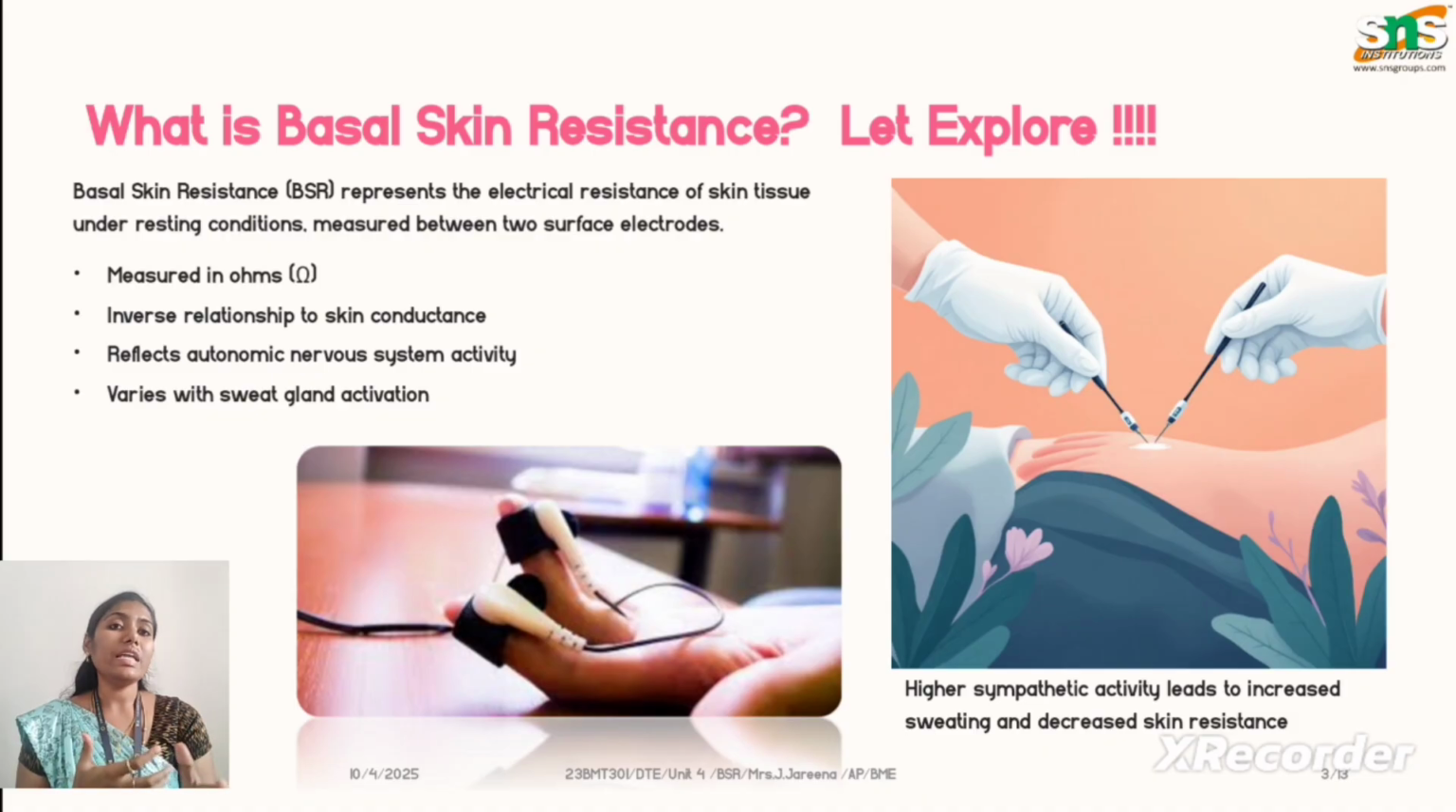That is the reason BSR is found as one of the non-invasive methods. It's a technique to assess the physiological changes by means of assessing the sweat gland activation, to reflect the autonomic nervous system activity.